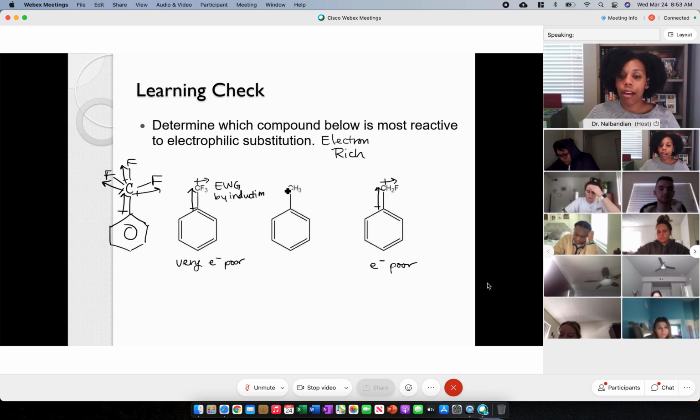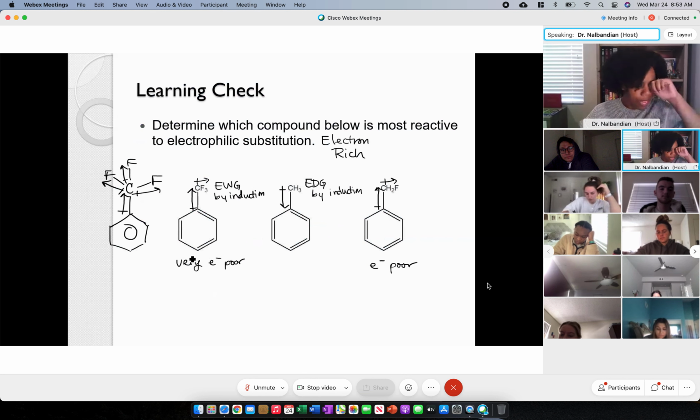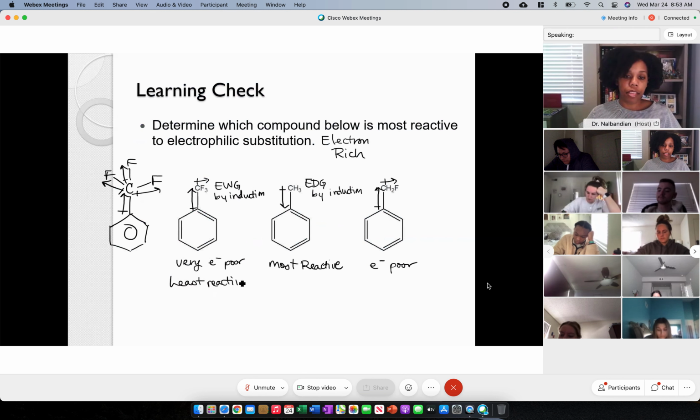But here we have a methyl that can donate electron density. That's an electron donating group by induction. There's no lone pair. We can't do resonance. So what compound is going to be best here is going to be most reactive. And this one is going to be least reactive. It could still occur, but it's least reactive. Questions on this?